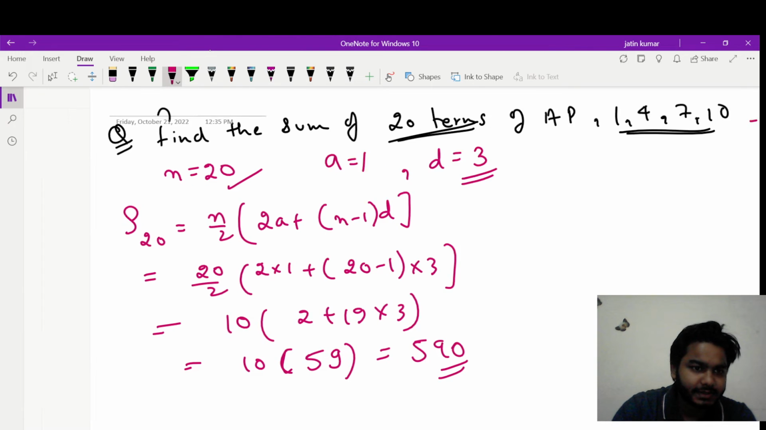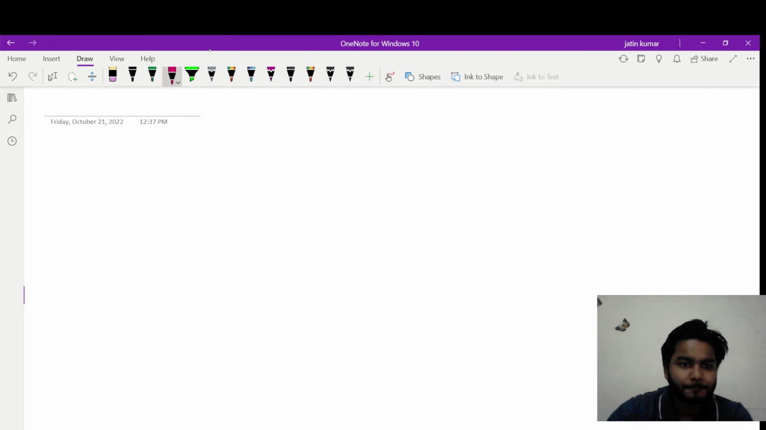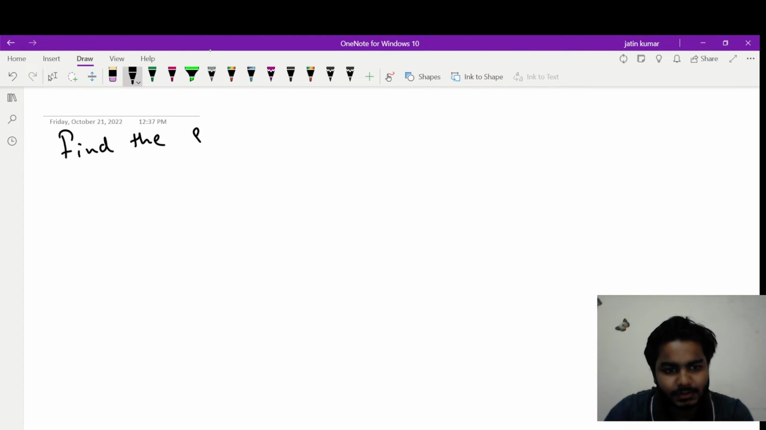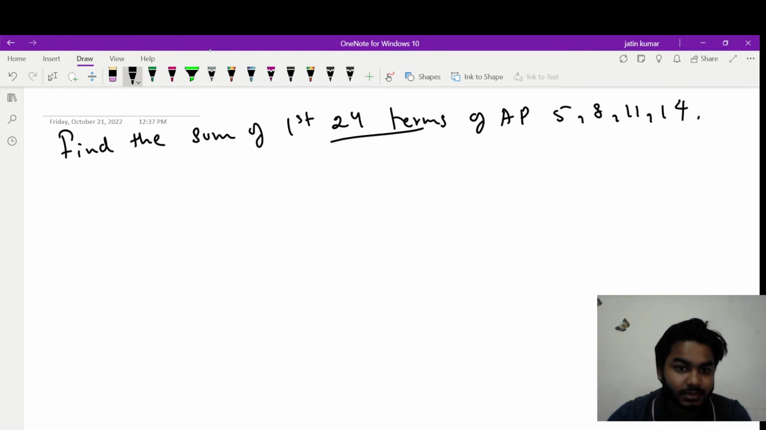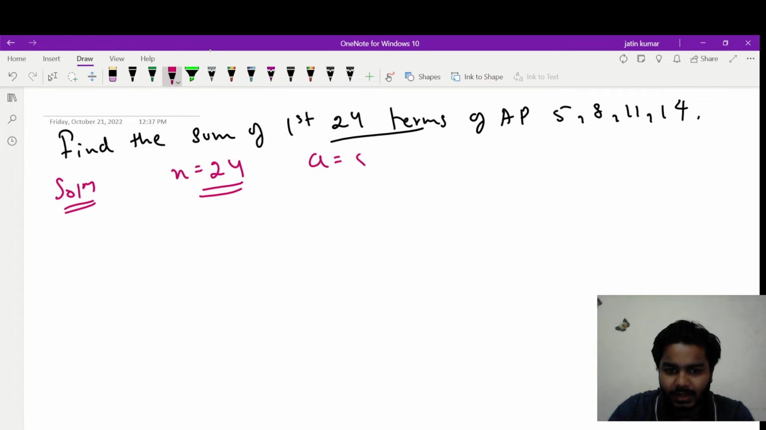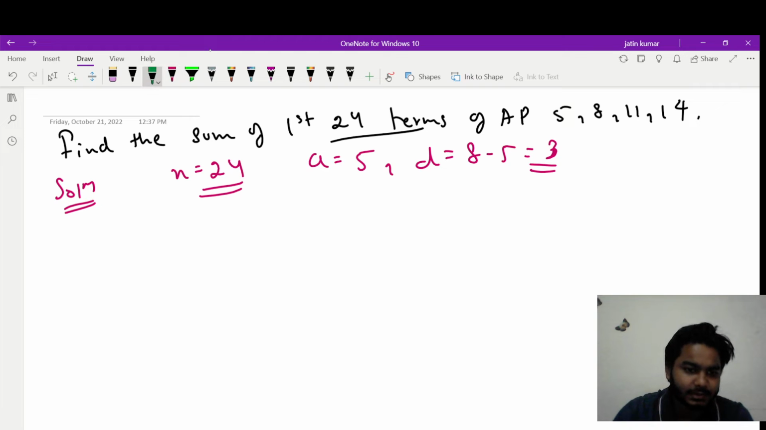Now let's do one more question. Find the sum of first 24 terms of the AP, the AP is given: 5, 8, 11, 14. Okay, this is the AP, and you have to find the sum of first 24 terms of the AP. That means n is given to you, n is 24. A you will get from the AP. A is 5 and d is 8 minus 5, that is 3. Again d is 3. Just apply the formula, nothing else.